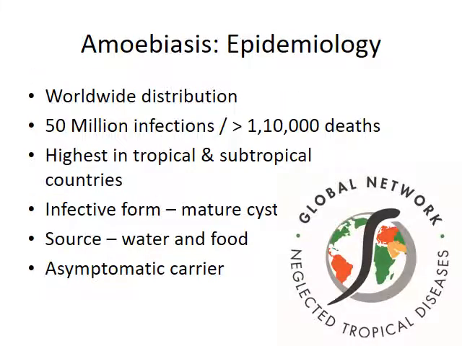Now let us see the epidemiology of amoebiasis. Amoebiasis is worldwide in distribution and is considered to be amongst the neglected tropical diseases globally. 50 million infections of intestinal amoebiasis are reported globally with more than 110,000 deaths. The highest burden of this disease occurs in tropical and subtropical countries like China, Central America, South America and the Indian subcontinent. The infective form of this amoebiasis is the mature cyst of Entamoeba histolytica.